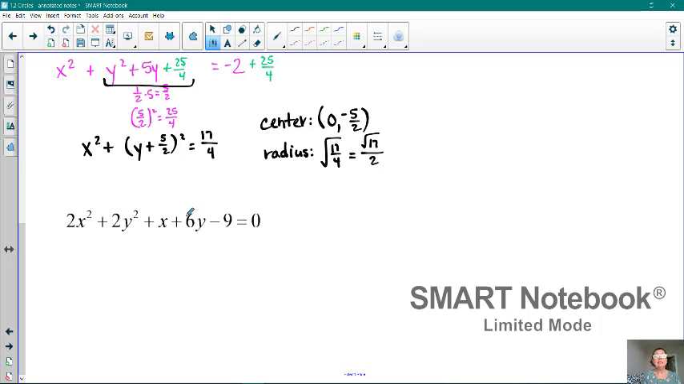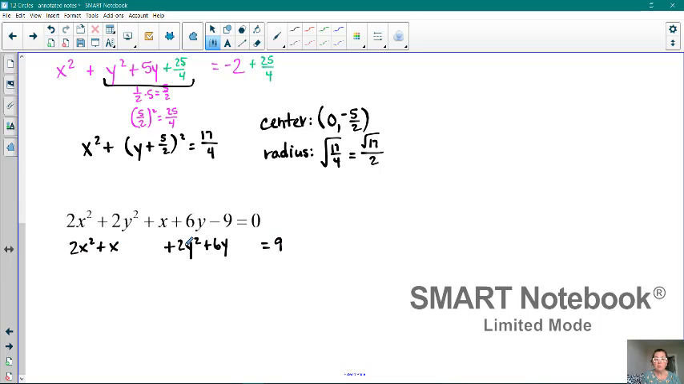In this last example that I'm going to do on the video, we have 2x squared plus 2y squared plus x plus 6y minus 9 is equal to 0. All right, we'll group our x's. We'll group our y's. And we'll move our constant term to the other side. So I'll add 9, and we have this going on.